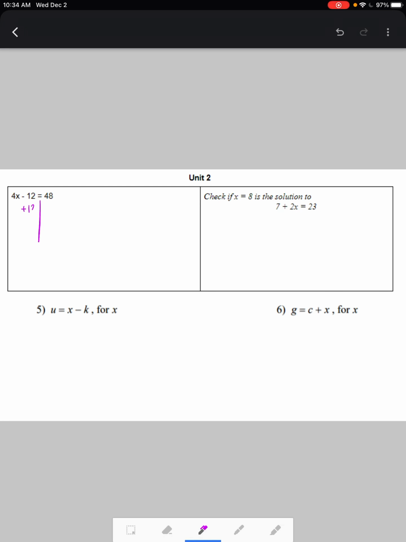For the next one, it's pretty similar. We're not solving this equation though. What they want us to do is just take this 8 and see if it works. So 7 plus 2 times 8. And let's see what that does. So that's 7 plus 16. That gets us 23. And they're asking us, does that equal 23?